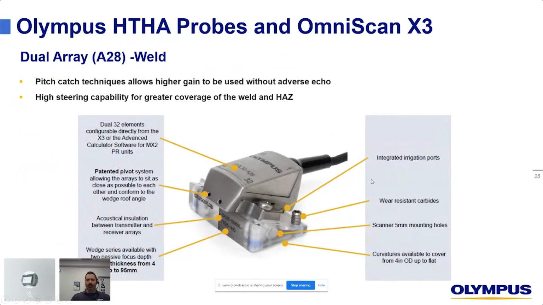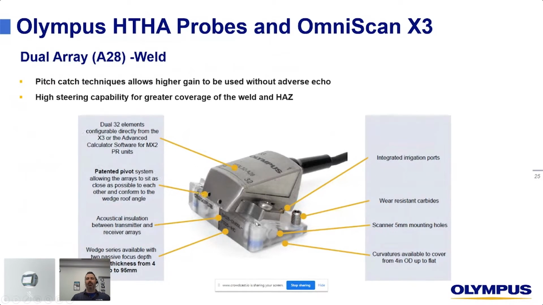So the line of probes in more detail, what do we have? With the dual linear array, 828 probe from 1 to 32, 33 to 64. So two 32 element probes for a pitch and catch inspection. They run on a PR unit, of course.